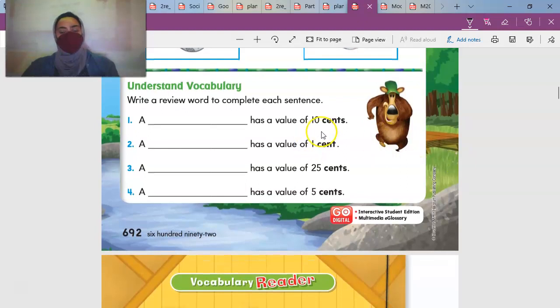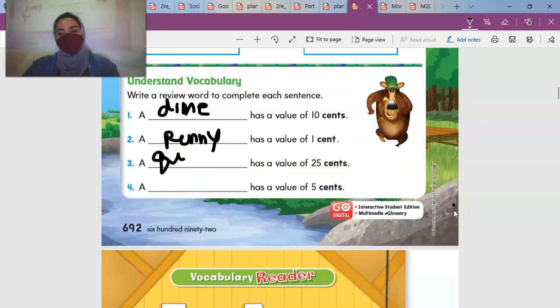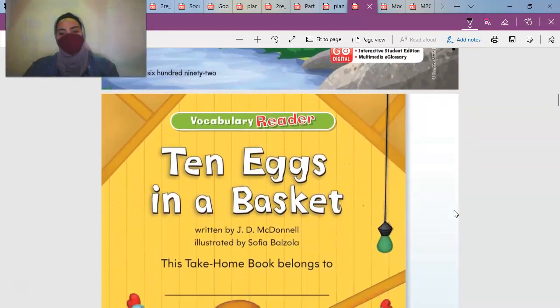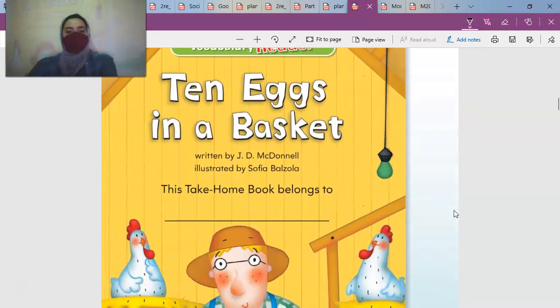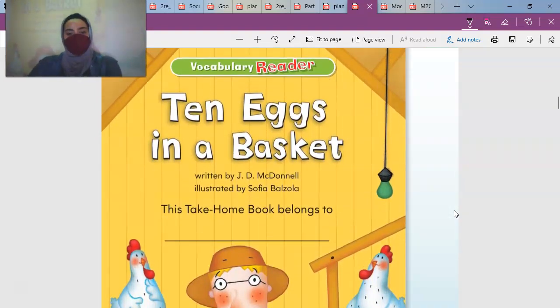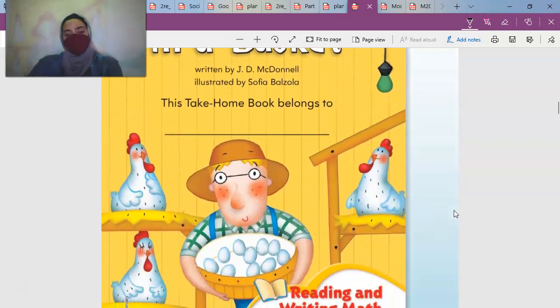A blank has a value of 10 cents. A what? A dime. A blank has a value of 1 cent. A what? A penny. A blank has a value of 25 cents. A quarter. And a blank has a value of 5 cents. Nickel. Very good. All right, the next thing I asked you to do was we're going to read 10 eggs in a basket, and then we're going to answer the questions.